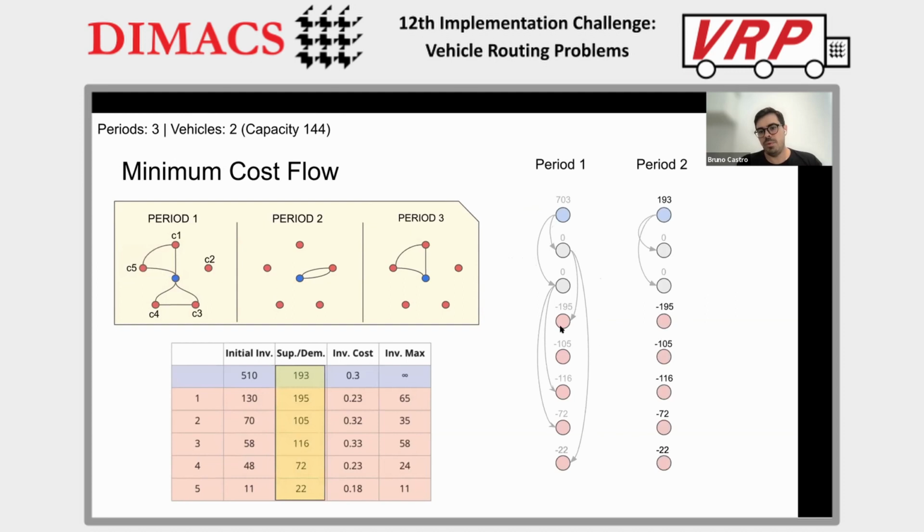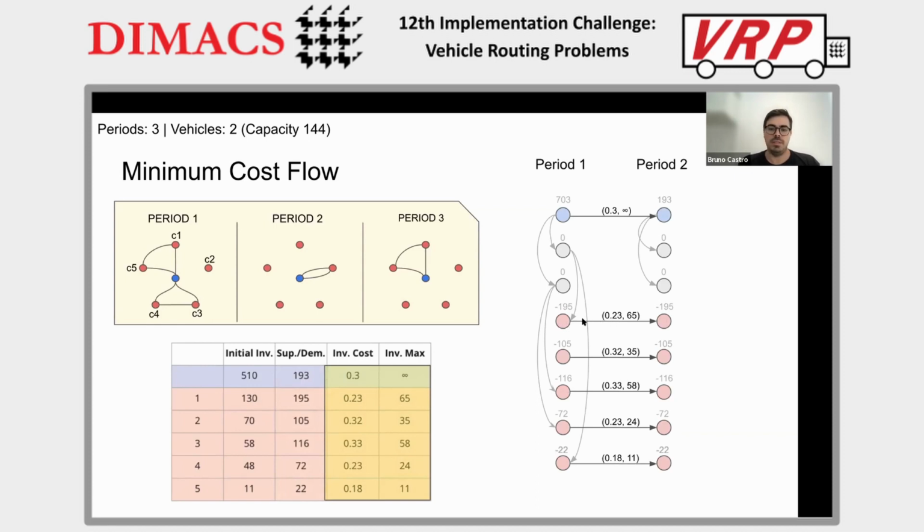Adding a new period, we just duplicate the nodes, demanding the same amount of flow and supplying what the depot is supplying in this period. And here we model the inventory. The amount of flow that one customer will pass to another period, the arc cost will be the same as the inventory cost, and we can pass at most the maximum of this inventory node.